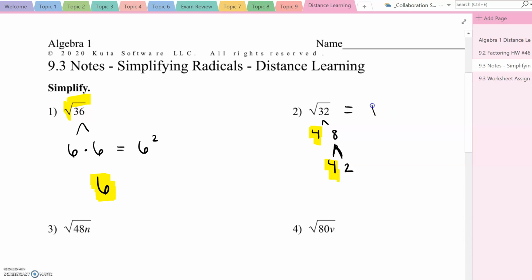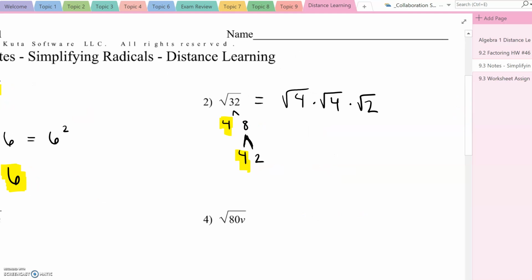So we could rewrite the square root of 32 as the square root of 4 times the square root of 4 times the square root of 2. The reason I can do that is because in my calculator, 4 times 4 is 16 times 2 is 32. So I'm still writing the square root of 32, I'm just writing it in a different way. But what is the square root of 4? Square root of 4, hopefully you're able to do that one, is 2. This square root of 4 is also 2. And that square root of 2 we're just going to leave alone.